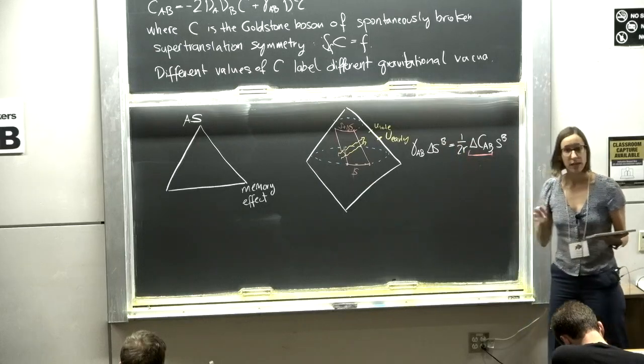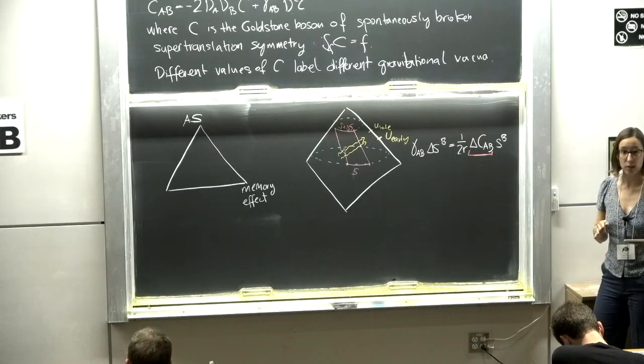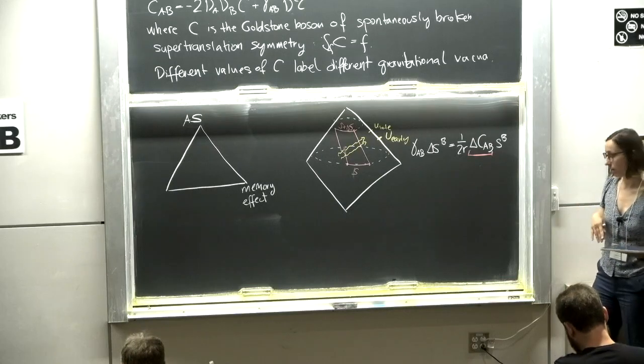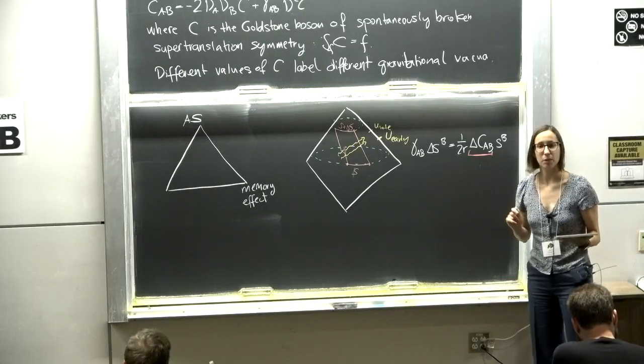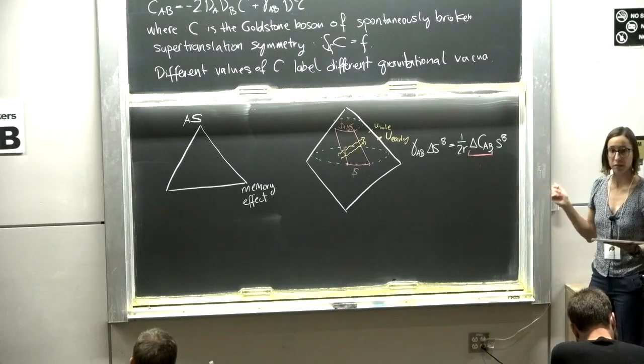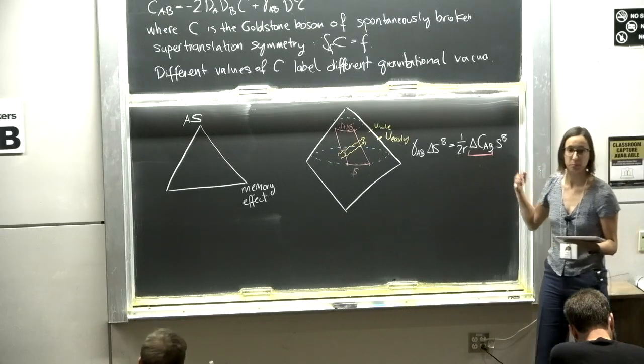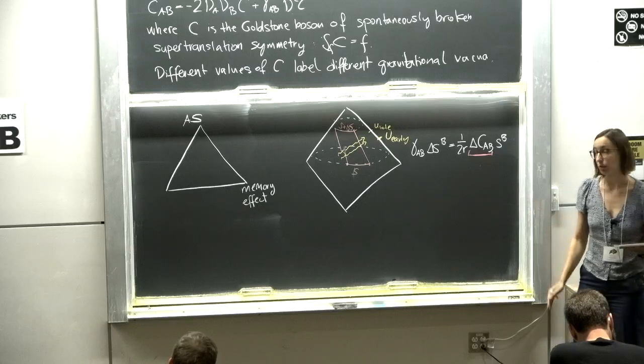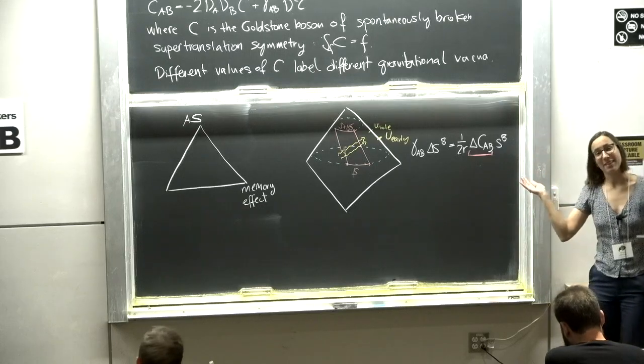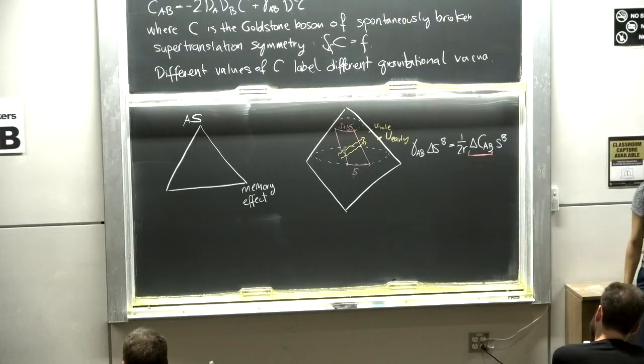So there is LIGO, LISA, Cosmic Explorer, Einstein Telescope, KAGRA, all of these experiments are hoping to measure the gravitational memory effect on different timescales, because some of the experiments haven't been built yet. But that should be, let's say, in the next decade, hopefully. So that will be very nice.